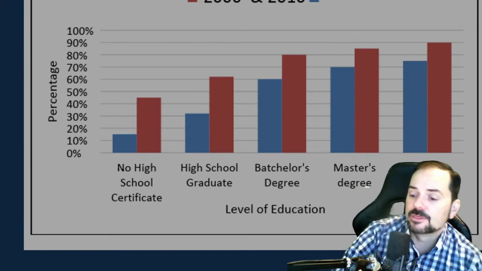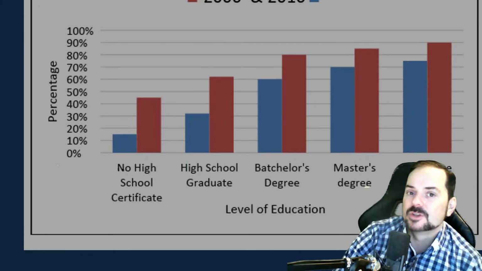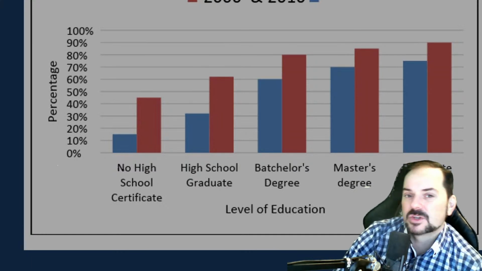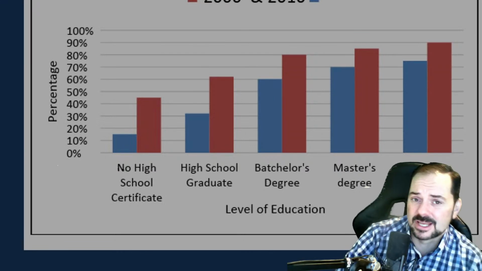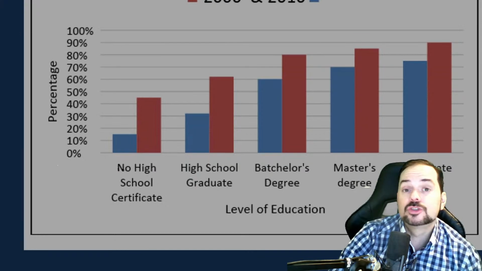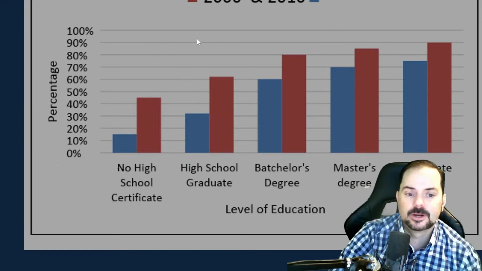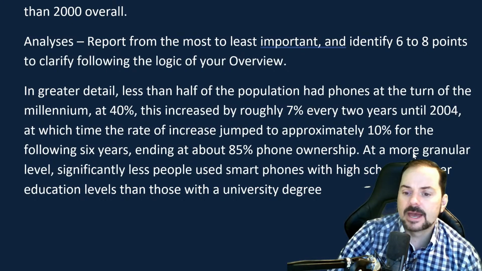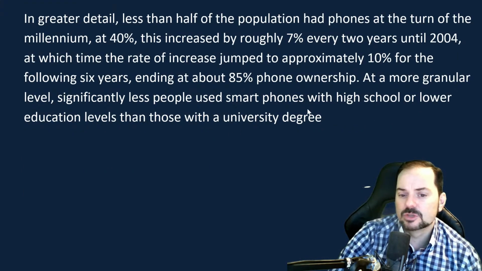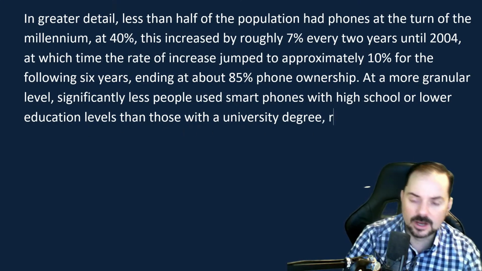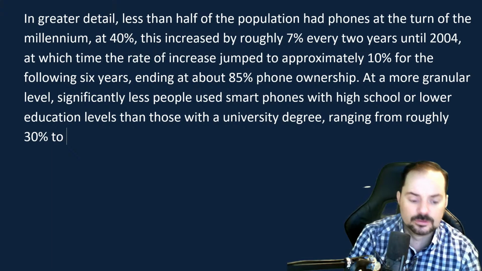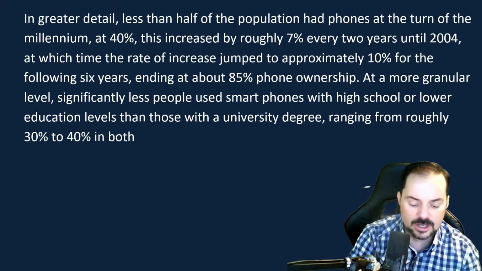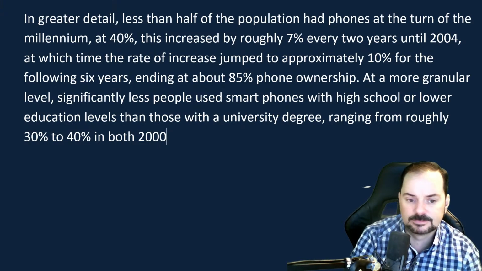Okay, which is about, so IELTS, it's not university. In university, if I'm your professor, I would expect that you say 35, 45%, but on IELTS, you could easily just say 30 to 40%. Okay, so it doesn't have to be super accurate. It just has to be approximate. All right. So at a more granular level, significantly less people use smartphones with high school or lower education level than those with a university degree, ranging from roughly 30 to 40% in both 2000 and 2010.